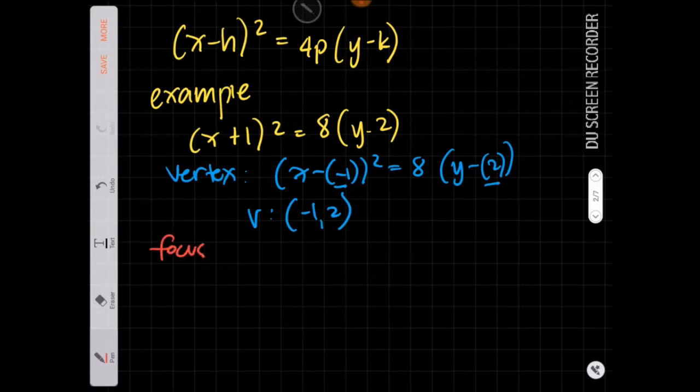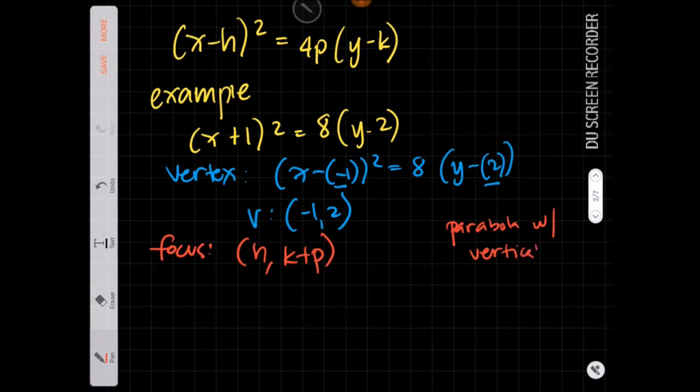Now let's find the focus. The focus of the parabola is (h, k + p). p is the distance between the focus and the vertex. It is added to the y-coordinate because this parabola has a vertical axis. This will be more evident when we graph the parabola. Let's first find our p. For the units, the vertex is translated from the vertex of the parabola.